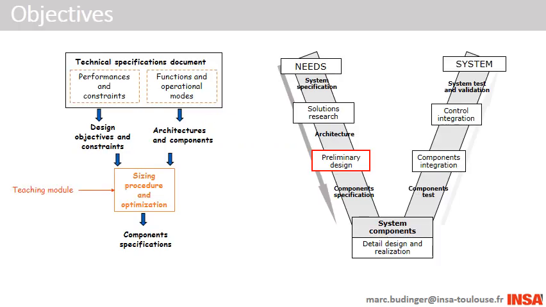As it was introduced in the previous video, the objective of this course is to give you models and methods in order to create a sizing process of a mechatronic system using a technical specification document which contains first, functions and operational modes. They are generally the reason of a component choice. Then, performances and limits. They are generally the reason of design objectives and constraints. The objective here is to choose the optimal components. Once chosen, the components can either be manufactured by ourselves or bought from a supplier.